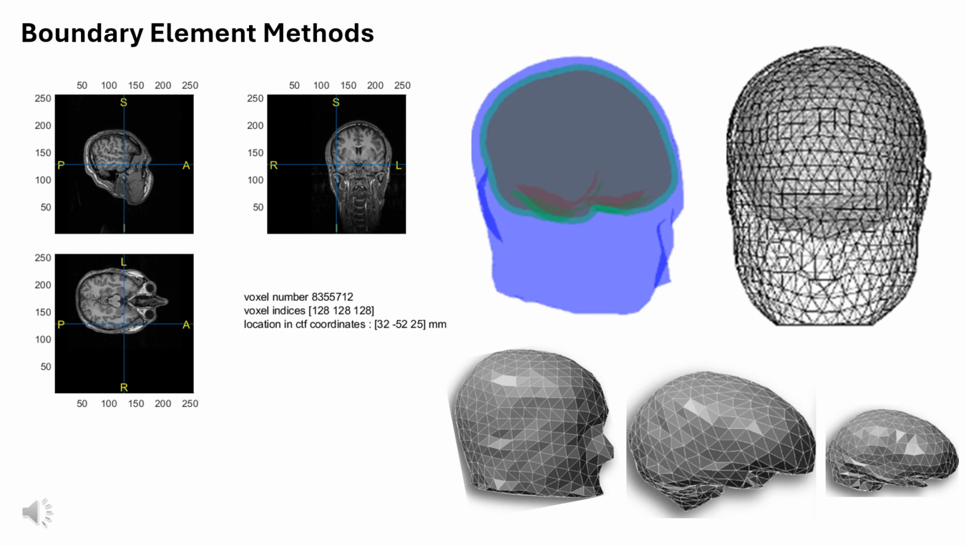Following segmentation, a triangulated surface mesh is created for the BEM. This method involves defining several boundaries for each tissue type, such as the scalp, outer and inner skull surfaces, cerebrospinal fluid, CSF, and brain tissues, including both gray and white matter. The triangulated surfaces effectively describe these boundaries, and each compartment is treated as homogeneous and isotropic.